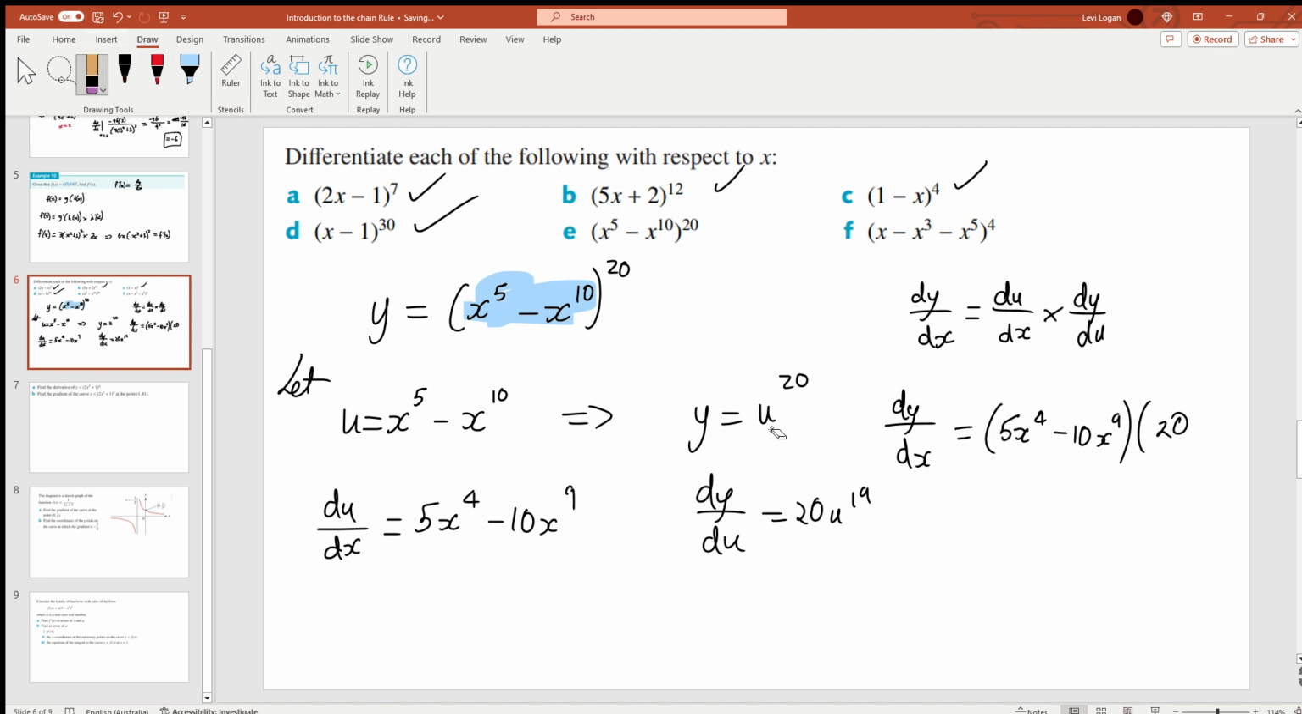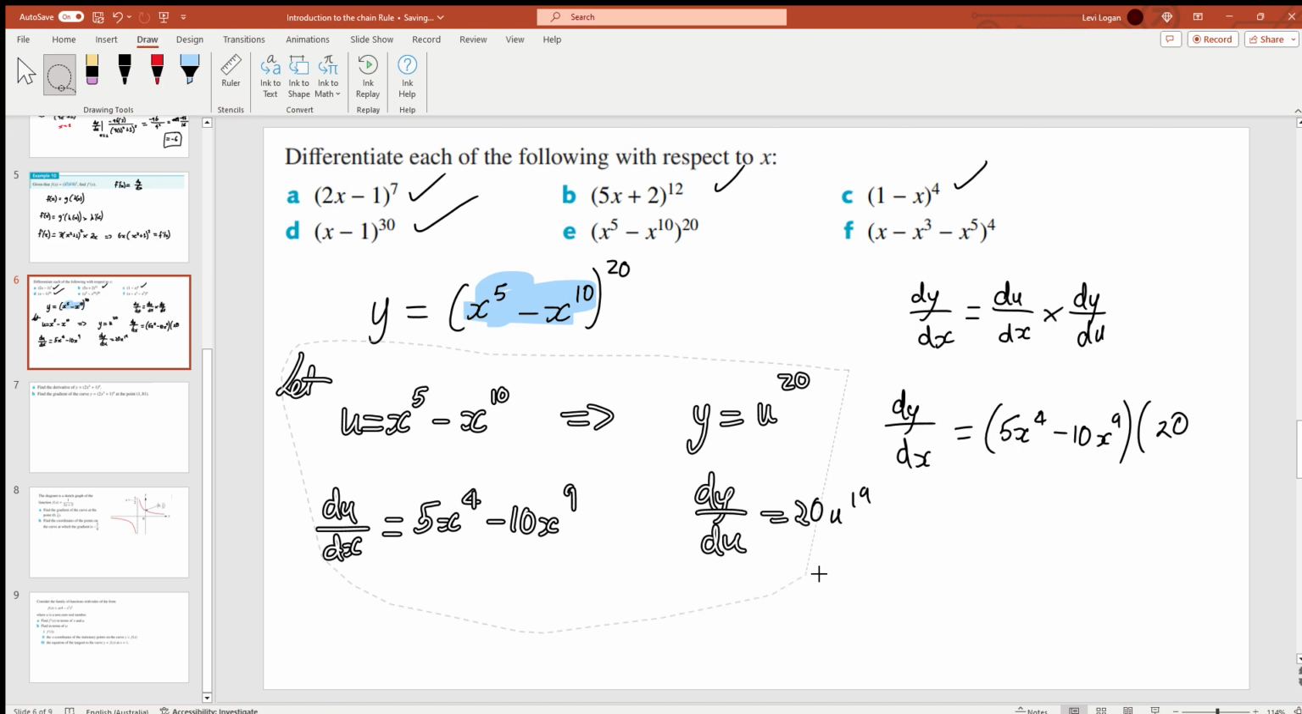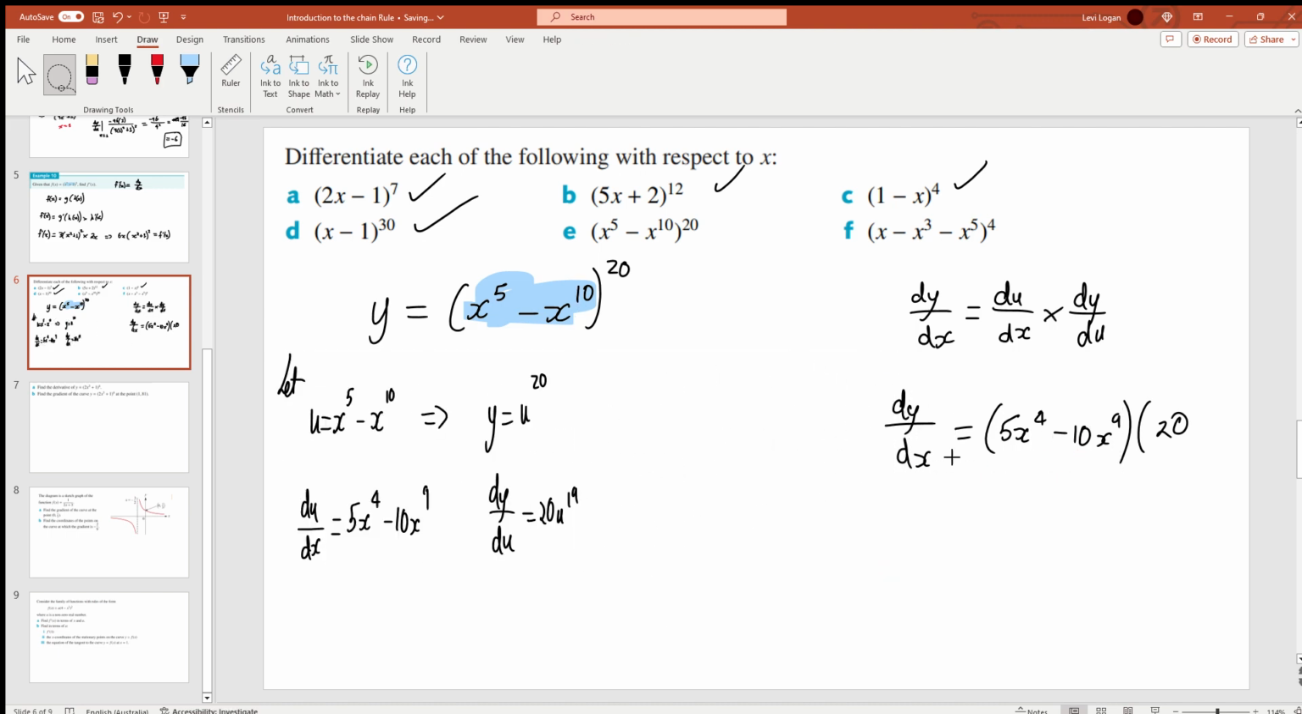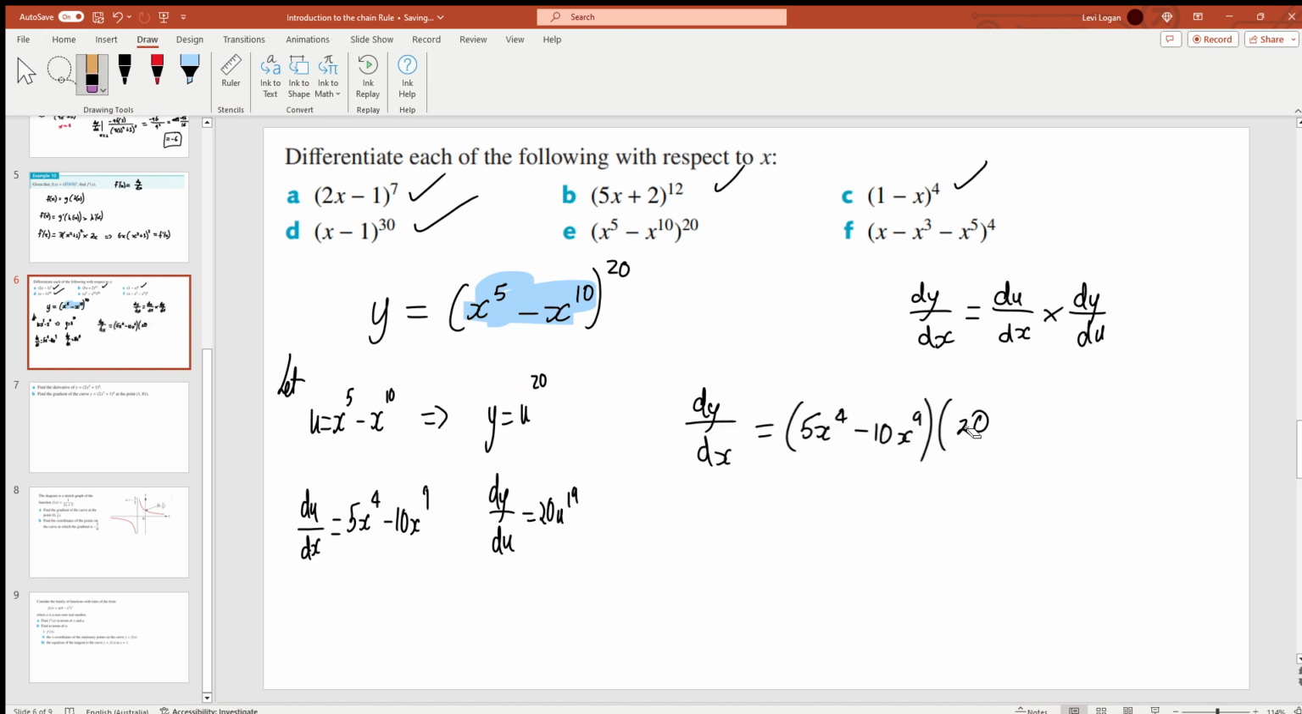Let's get rid of that bracket actually, and let's move all this stuff a bit closer. There's going to be 20, insert the u, so (x to the 5 minus x to the 10) to the power of 19. So all you can do is just leave it like that pretty much, because there's nothing there you can really simplify, and that's how you do that one there.